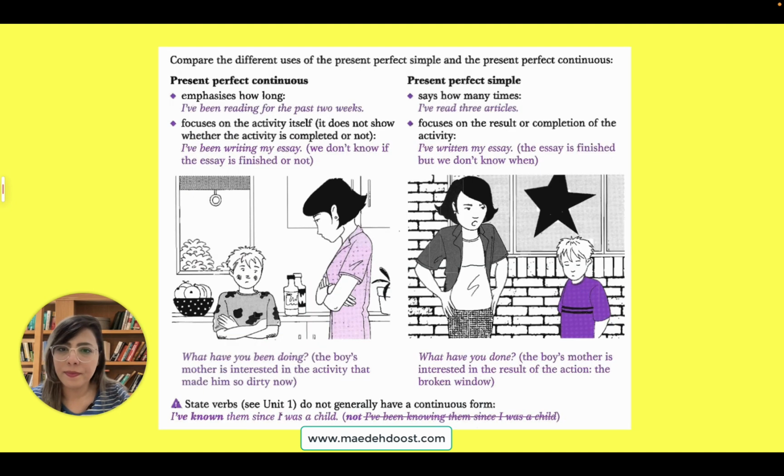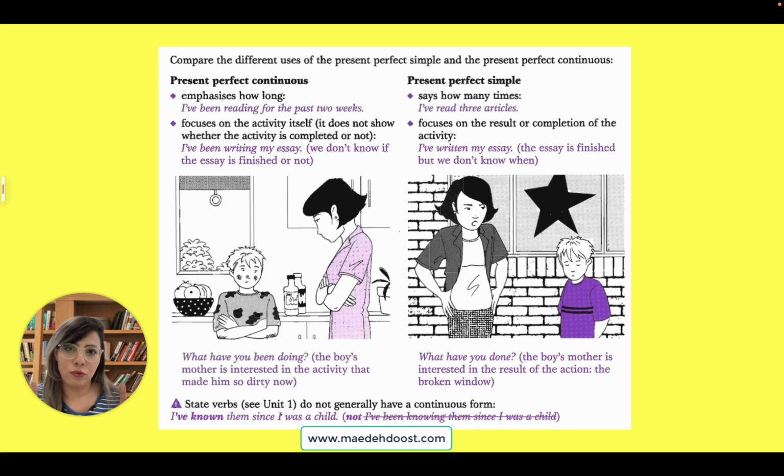So look at these two pictures. What do you see in the first picture? What do you see in the second picture? Look at the child. Look at the mom. Compare the different uses of the present perfect simple and present perfect continuous.